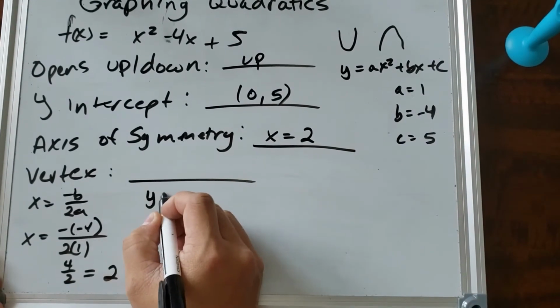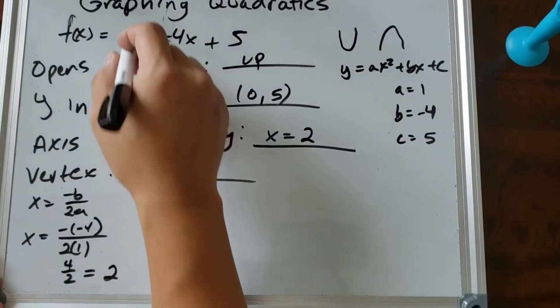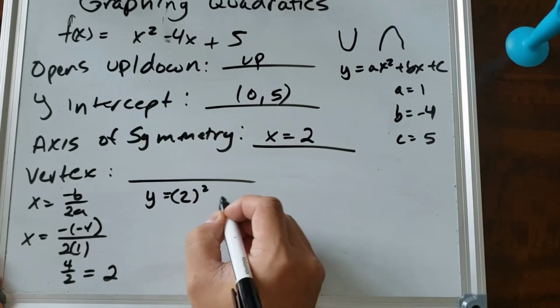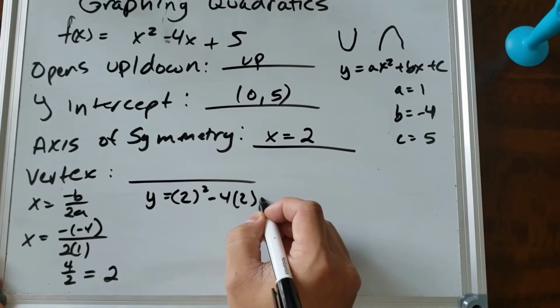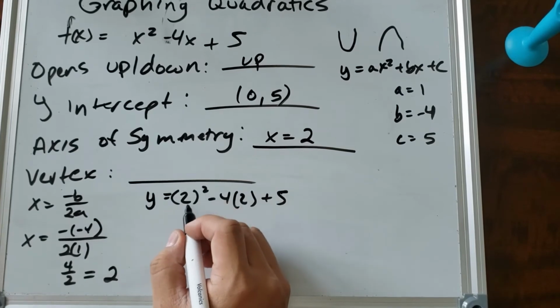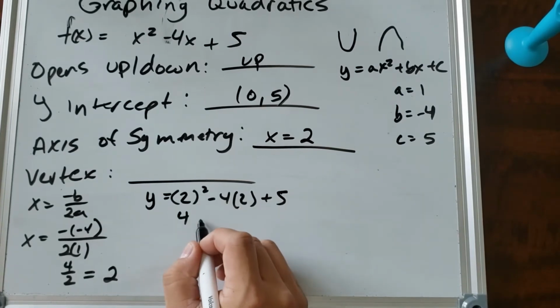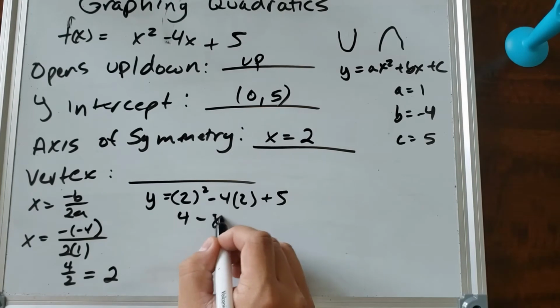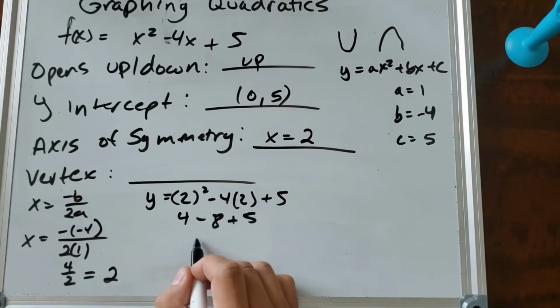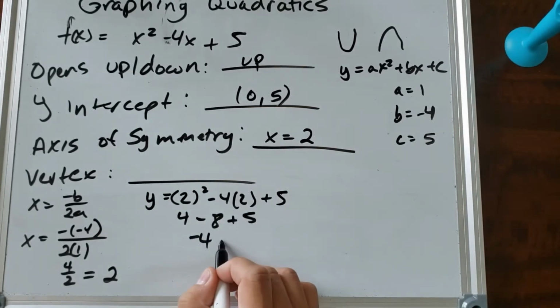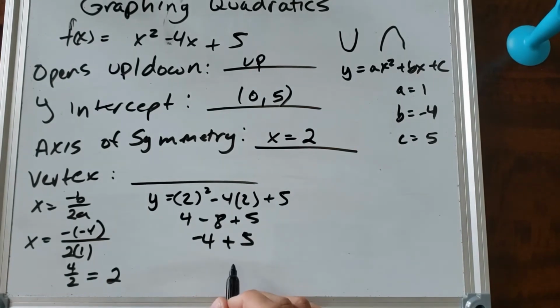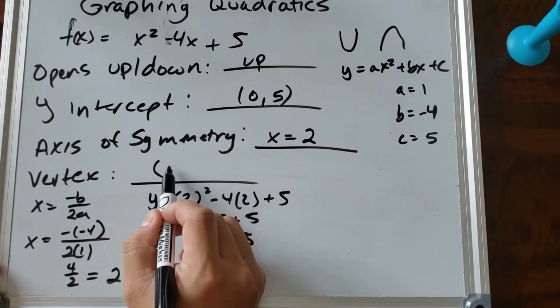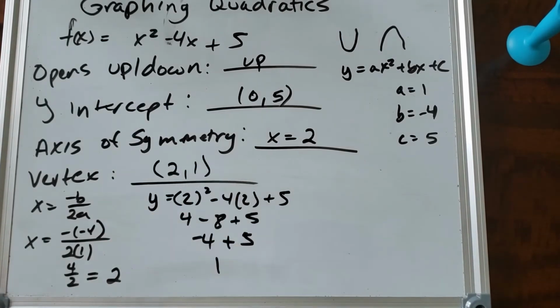So the y value is equal to, I'm going to plug this in, so it's going to be 2 squared minus 4 times 2 plus 5. 2 squared, that means 2 times 2, that's going to give me 4, minus 4 times 2 gives me 8, plus 5. This is going to give me -4 plus 5, and this is going to give me a 1. Okay? So my vertex in this case, remember, a vertex is x comma y. It's going to be 2 for the x, 1 for the y.